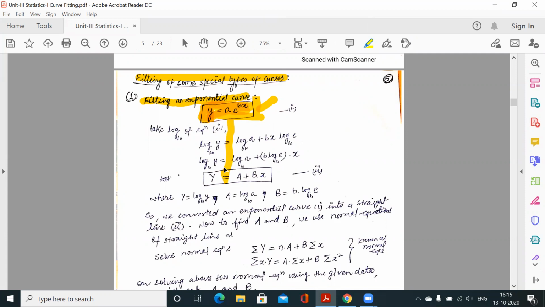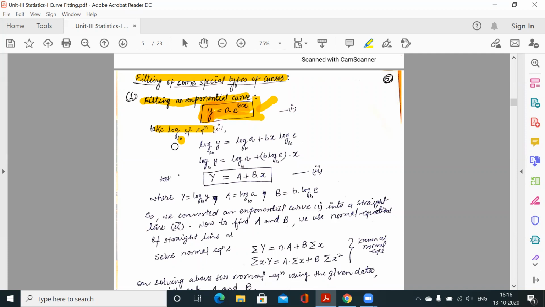And how to do that? Very simple process. You have to take the log of this equation. When we calculate the log, we use log at base 10. Why base 10? Because base 10 will give you more accuracy in the results. Otherwise you can take the log base e also. There is no problem. Either you calculate log base e or log base 10.